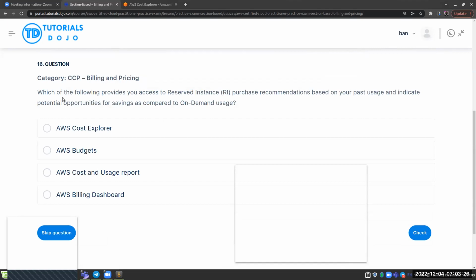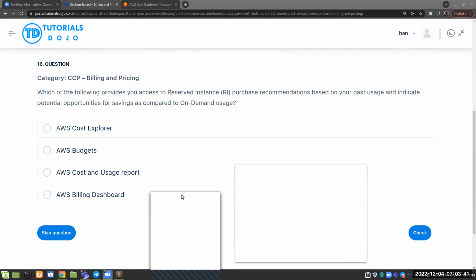The next question is, which of the following provides you access to reserved instance purchase recommendations based on your past usage and indicates potential opportunities for savings as compared to on-demand usage? I think this is for Leslie. Yeah. So which of the following provides you access to reserved instance purchase recommendations based on your past usage and indicates potential opportunities for savings as compared to on-demand usage?